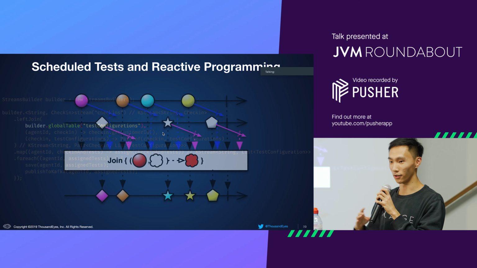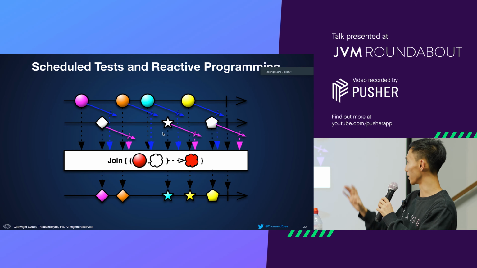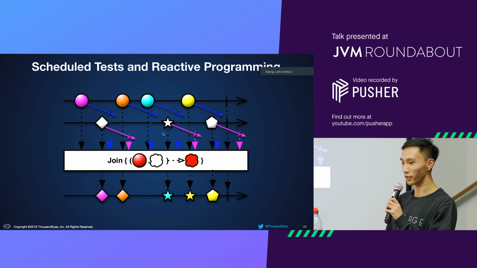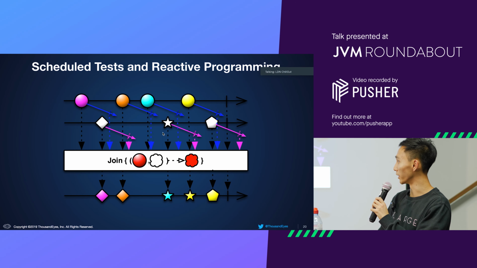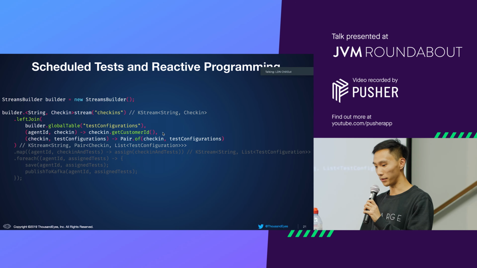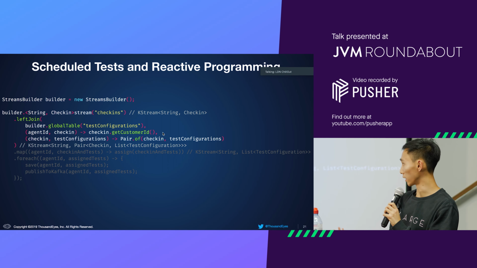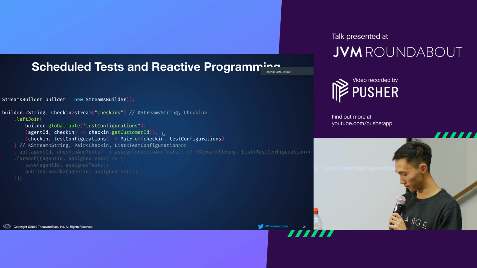If you've looked at stuff like RxJava or Reactive before, and you're familiar with marble diagrams, this is the one for the join operator. If this is intuitive to you, I'm very jealous, but yeah, here you go. But going back to the code, the output is a pair where the first value is a check-in and the second value is a list of test configurations.